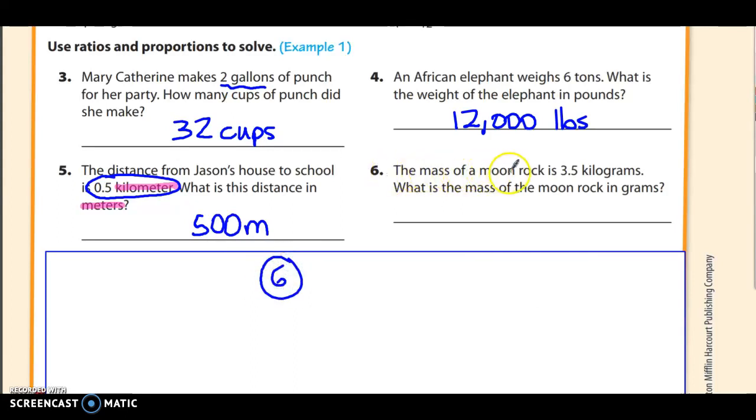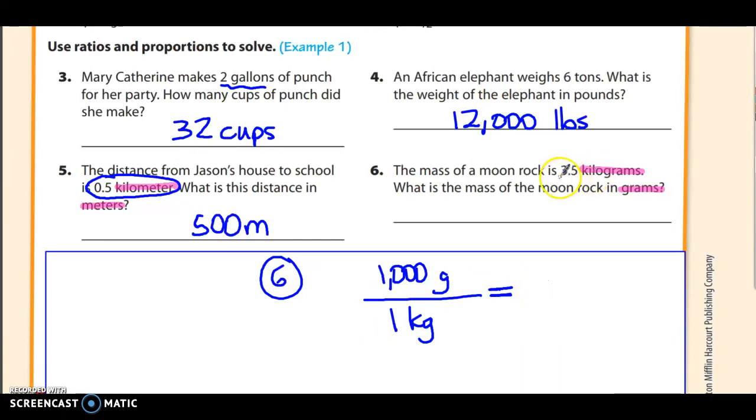We'll read it first. The mass of a moon rock is 3.5 kilograms. What is the mass of the moon rock in grams? So if we go to page 186, we can look at the conversion between kilograms and grams. And what you can learn is that there are 1,000 grams in a kilogram. And I guess grams shouldn't be GR, it's just G. 1,000 grams in 1 kilogram. And you can see that on the table on page 186.